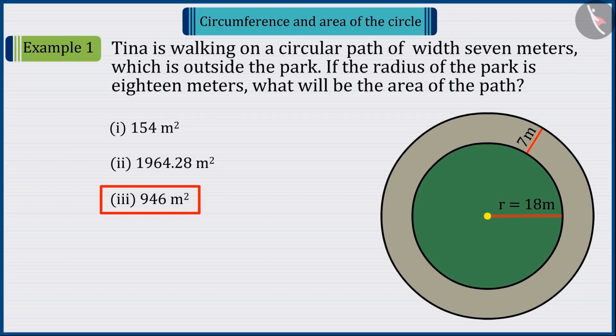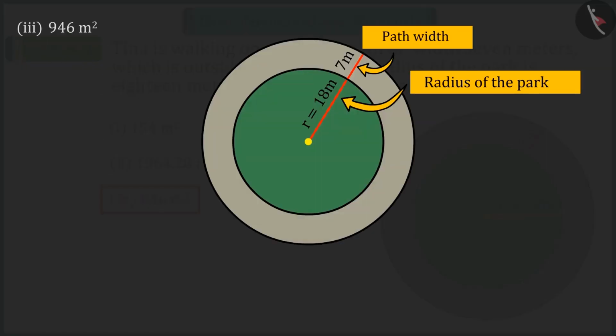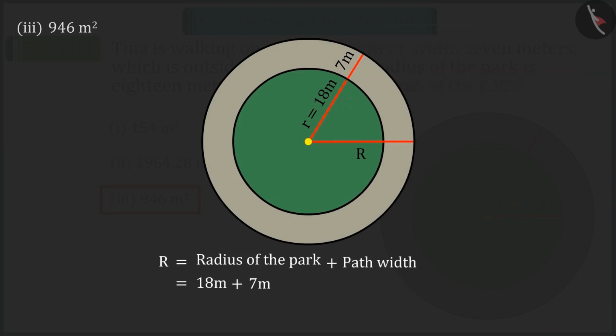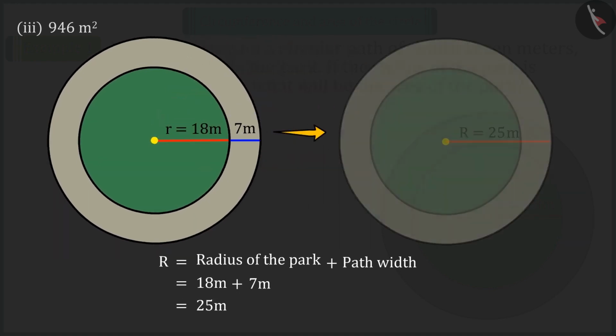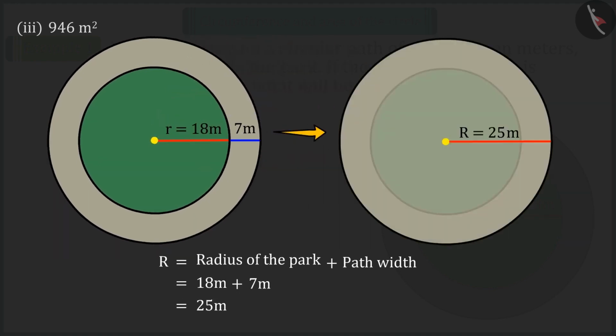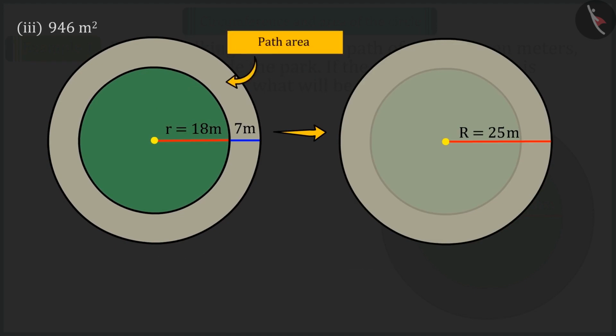Come, let's discuss option 3. Since it is given that Tina is walking on a 7 meters circular path which is outside the park, we can say that this circular path and the total radius of the park, that is r, will be 25 meters, which we would have displayed from this circle. So can you find the area of the path from this? Come, let's see.